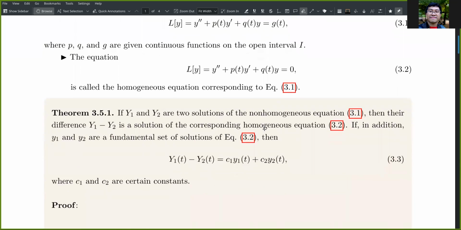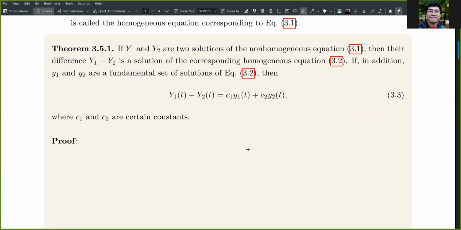Now let's consider this theorem. If y1 and y2 are two solutions of the non-homogeneous equation, then their difference y1 minus y2 is a solution of the corresponding homogeneous equation. If y1 and y2 are a fundamental set of the homogeneous equation, then we can write y1 minus y2 equals c1 y1(t) plus c2 y2(t), where c1 and c2 are certain constants.